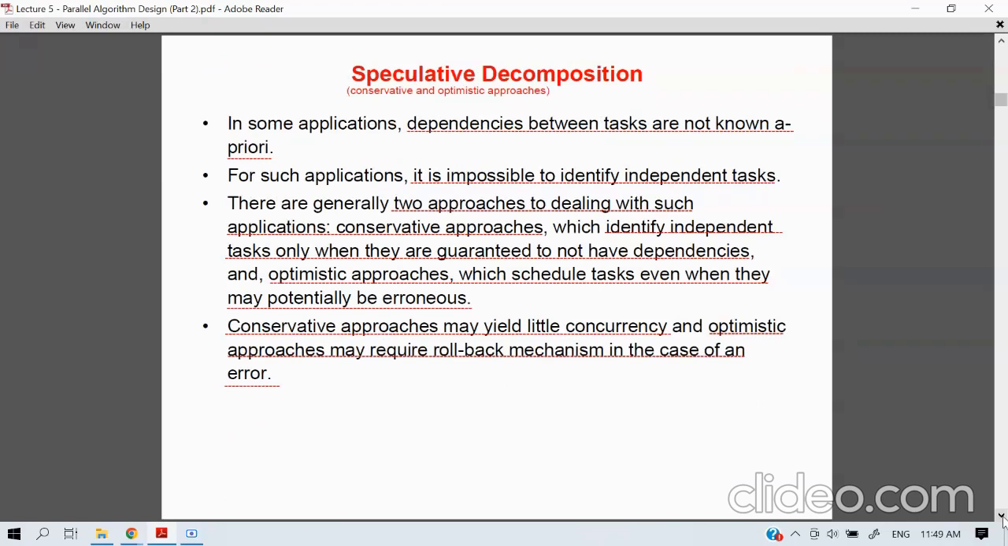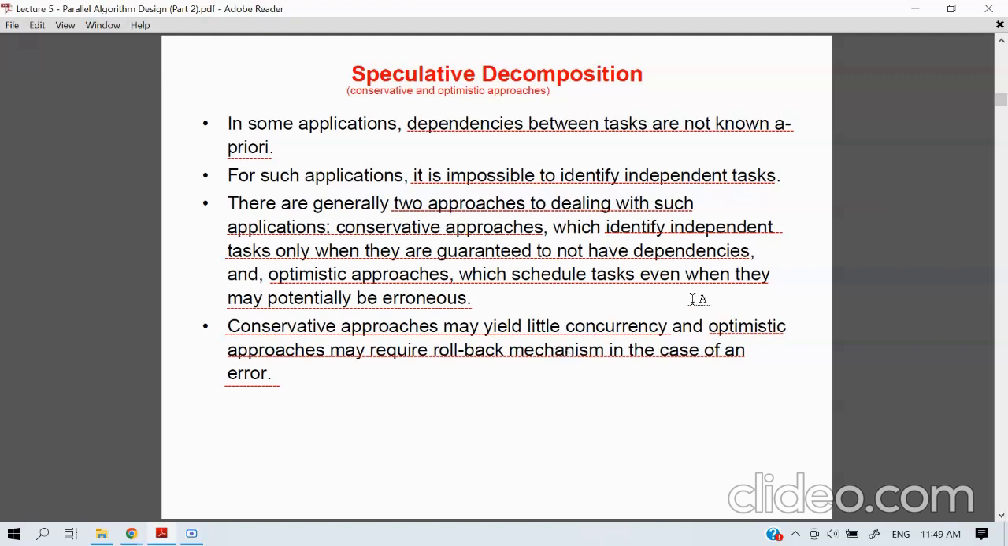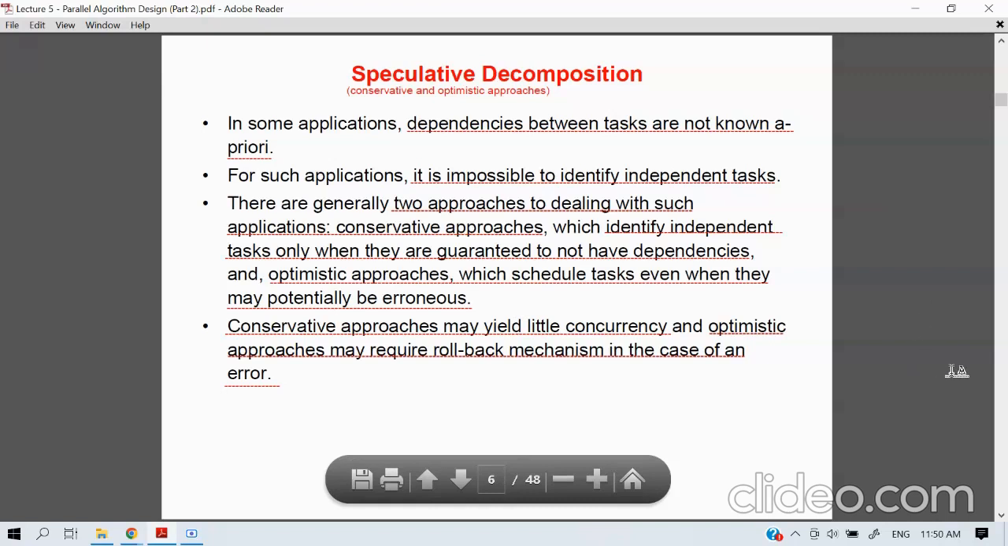Another one, we also learned about speculative decomposition. Speculative decomposition means we need to assume, we need to speculate. There are two types of approaches, either conservative or optimistic. Conservative is what? You identify independent tasks only when they are guaranteed to not have dependencies. We already know whether the tasks have dependencies or not. And the other one is optimistic. You just assume there are no dependencies and proceed with the process. If an error happens, then we just roll back the process. That one is speculative.